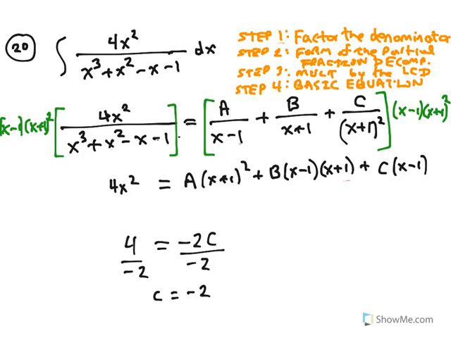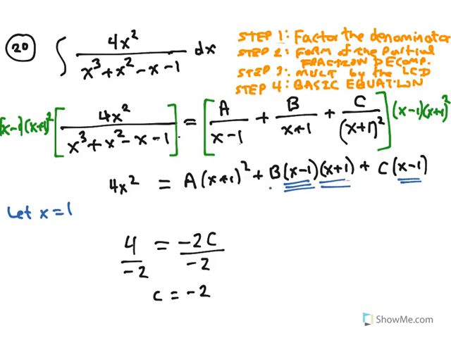We can choose x to be positive 1. If you choose x to be positive 1, 1 minus 1 is 0. b times 0 times whatever number you have here is 0. 1 minus 1 is 0. c times 0 is 0. And you'd be able to solve for a.